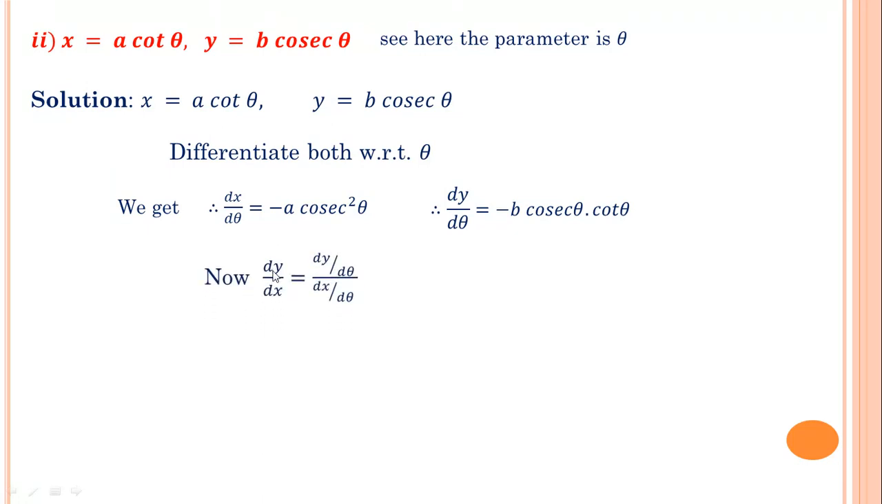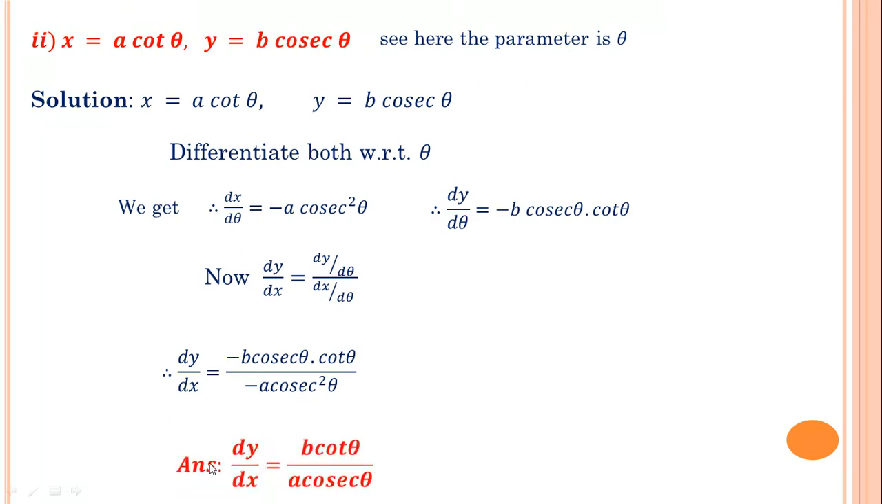Now next step, we have dy by dx is equal to dy by d theta upon dx by d theta. So we get dy by dx is equal to minus b cosec theta into cot theta upon minus a cosec square theta. Now try to simplify this. Minus minus becomes plus, and one cosec theta gets cancelled, and hence we get b cot theta upon a cosec theta. Now see the answer, which is in terms of theta, because here theta is a parameter.